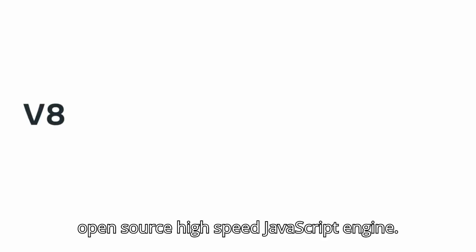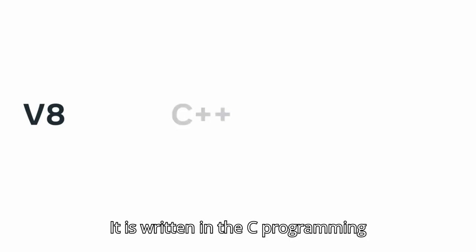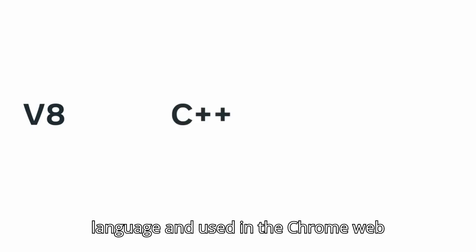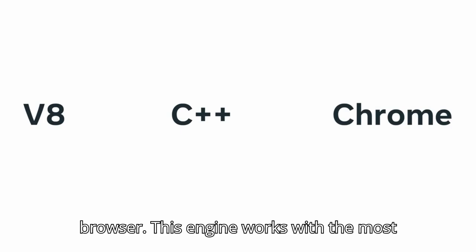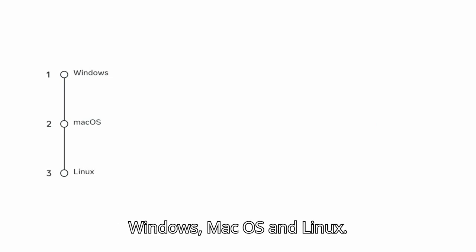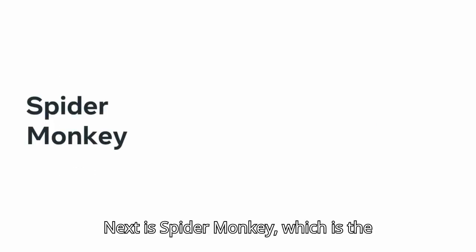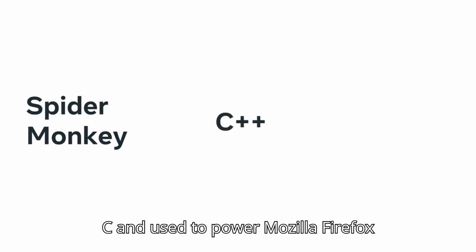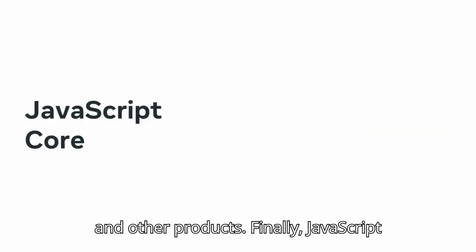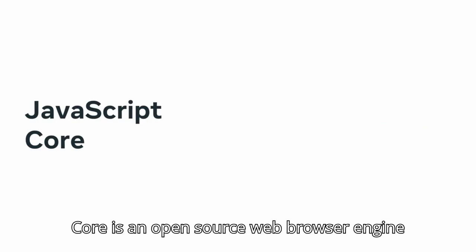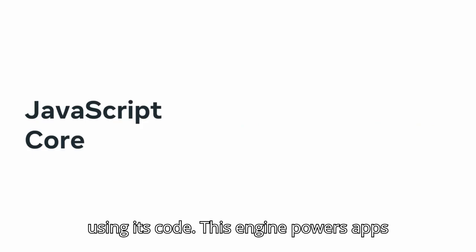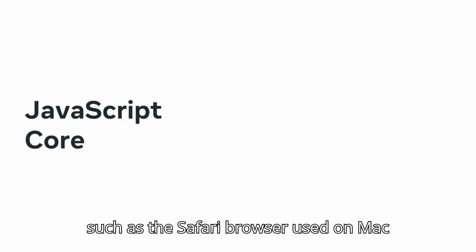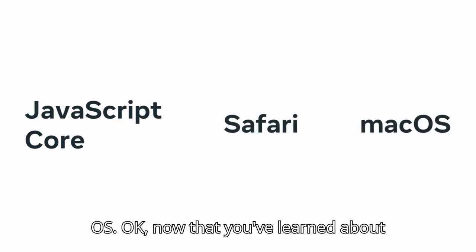V8 is Google's open source high-speed JavaScript engine. It is written in the C++ programming language and used in the Chrome web browser. This engine works with the most popular operating systems such as Windows, macOS, and Linux. Next is SpiderMonkey, which is the JavaScript engine of the Mozilla Firefox web browser. It's also developed in C++ and used to power Mozilla Firefox and other products. Finally, JavaScriptCore is an open source web browser engine that allows developers to build a browser using its code. This engine powers apps such as the Safari browser used on macOS.